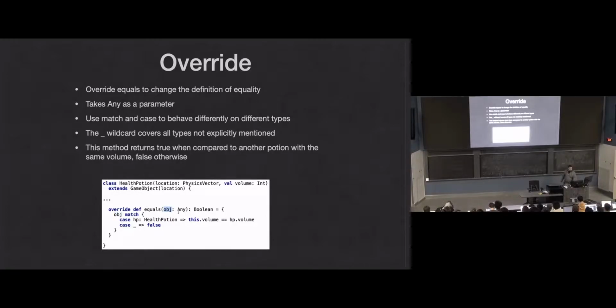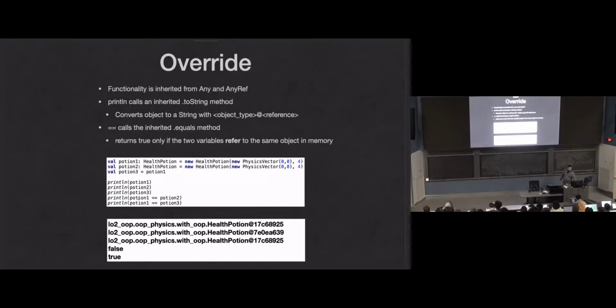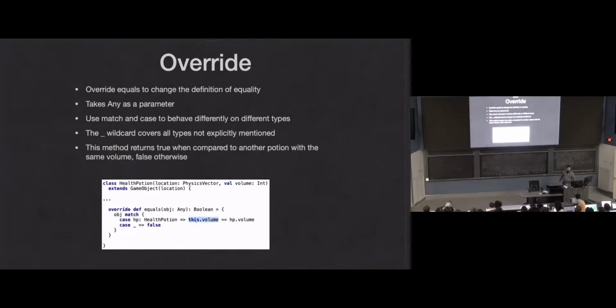So when you say equal equal, this is the calling object, and this is the parameter to the equals method. So if potion1 equal equal potion2, this would be a reference to the potion referred to by potion1, and object would be the same thing but for potion2 when equal equal is used.